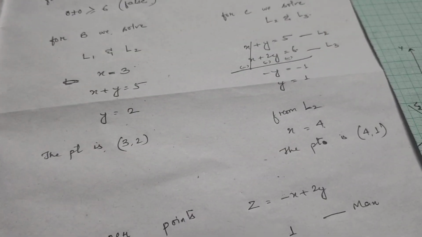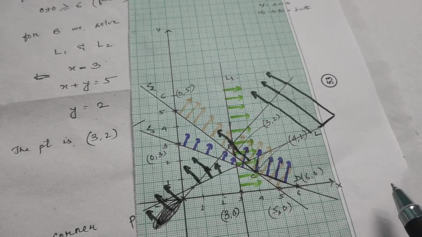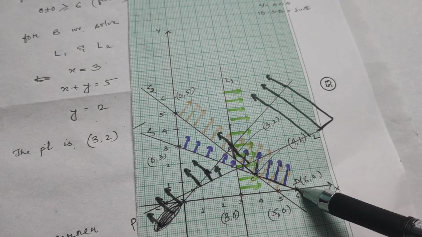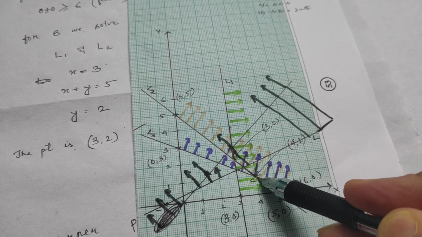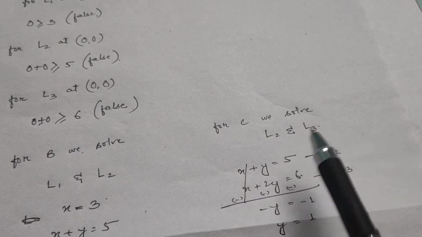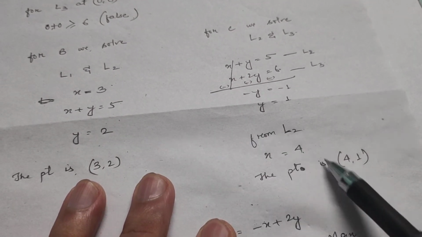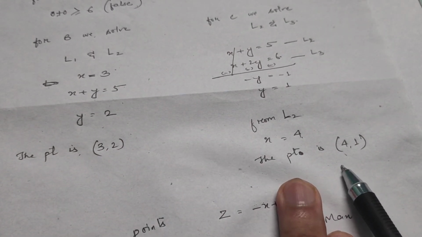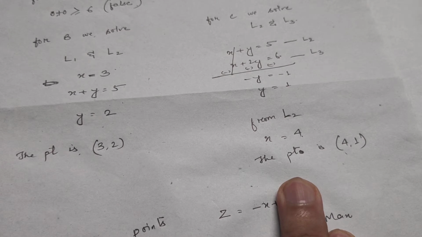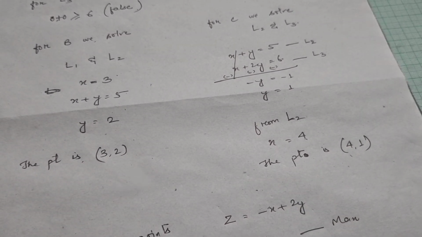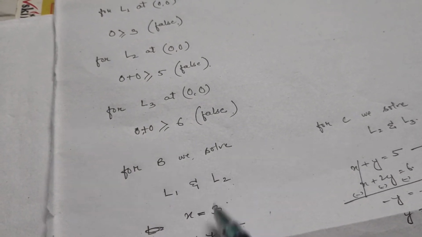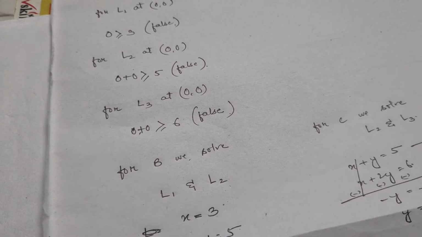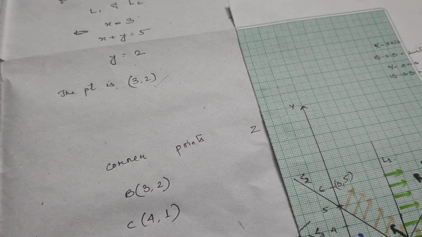So see, the points are B, C and D I have given. B I need to find, C I need to find, and D I already have. For C we solve L1 and L3. With L1 and L3, you can use the elimination method, and then y equals 1, x equals 4, so the point is this. And for B, we solve L1 and L2. So x equals 3, x plus y equals 5, so I got the point as 3, 2. So the 3, 2 point is this one, and 4, 1 is this one.